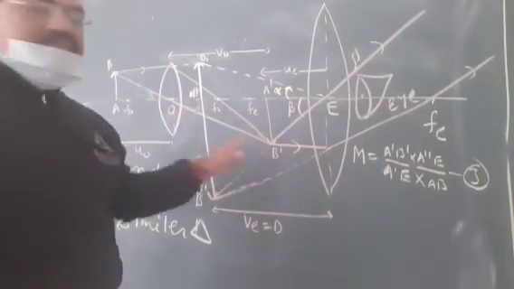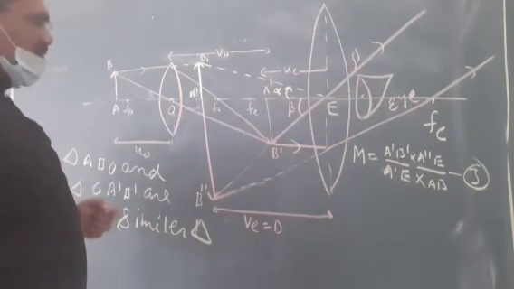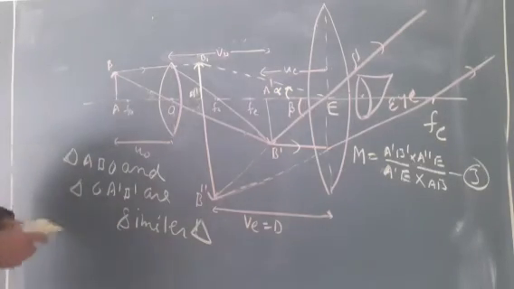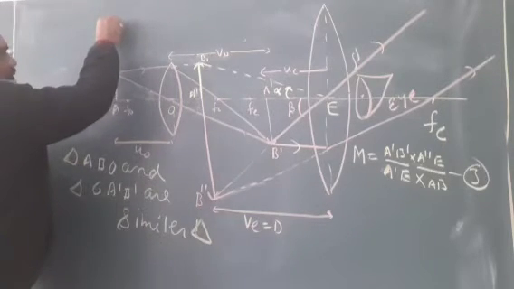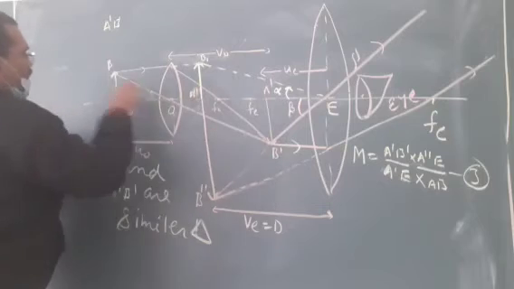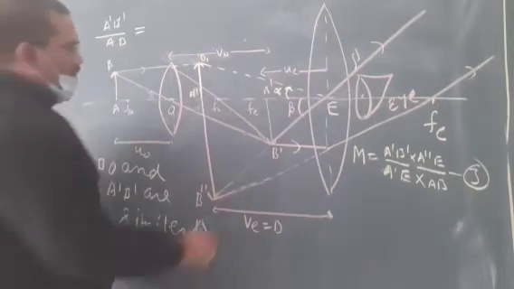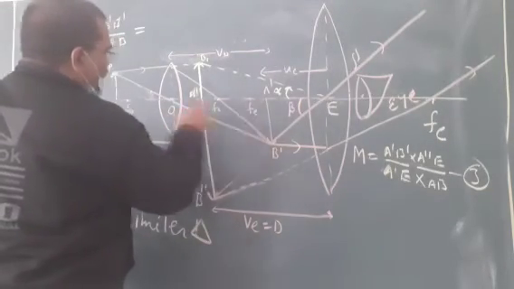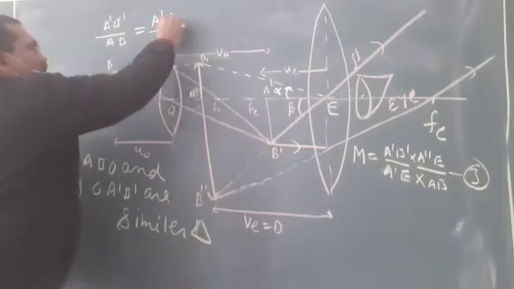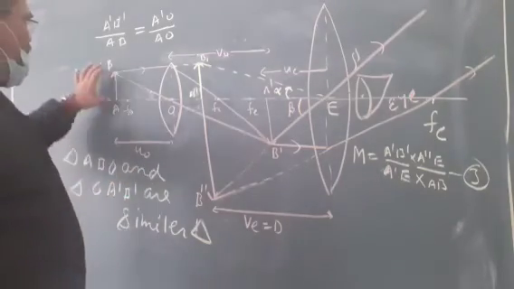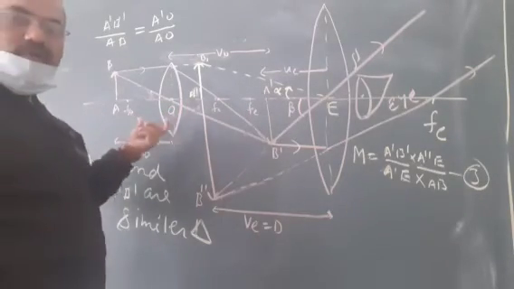ABO and OA'B' are similar triangles. So you can write here A'B' upon AB equal to A'O upon AO. Okay. A'B' upon AB equal to A'O upon AO. This is the property of similar triangles.